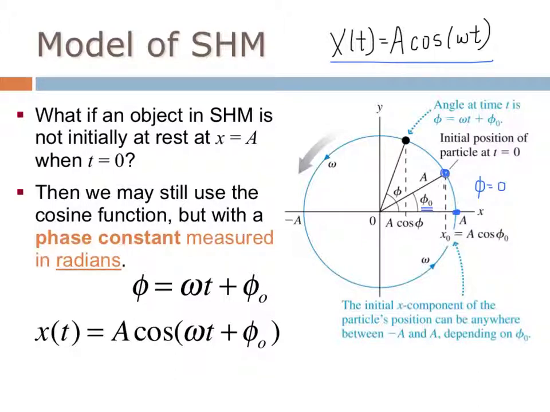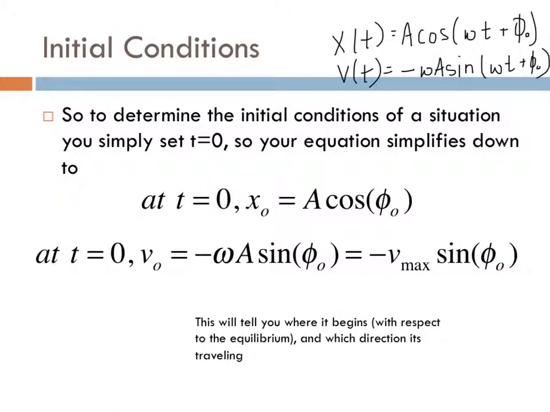Then our new initial position is A cosine of phi naught. And again, what we're doing is we're looking at this triangle here. This side is adjacent to the angle. So our initial position is equal to A cosine of phi naught. To determine the initial conditions of a situation, you simply set t equal to 0. So your equation simplifies down to the initial position is equal to A cosine of phi naught.